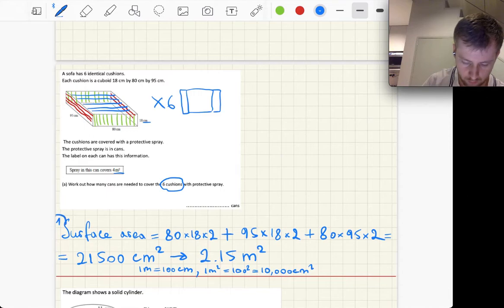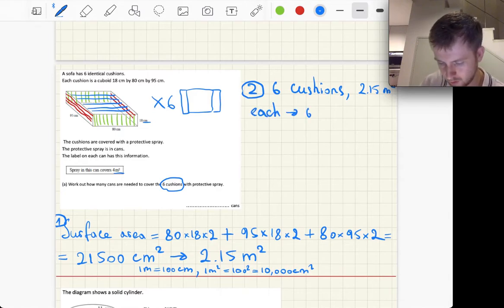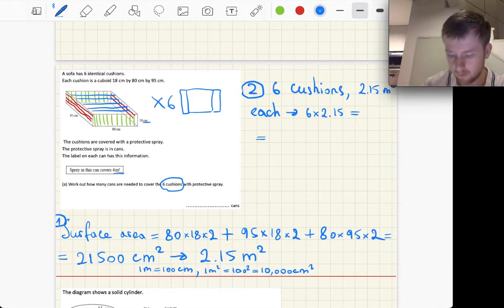I'm going to jump around a bit. Step 2, we have 6 of these, so we have 6 cushions, right? 6 cushions for each 2.15 meters squared surface area. So that's 6 times 2.15, which will be equal to what? 12.9. This will be 12.9. So we have to cover 12.9 meters squared.